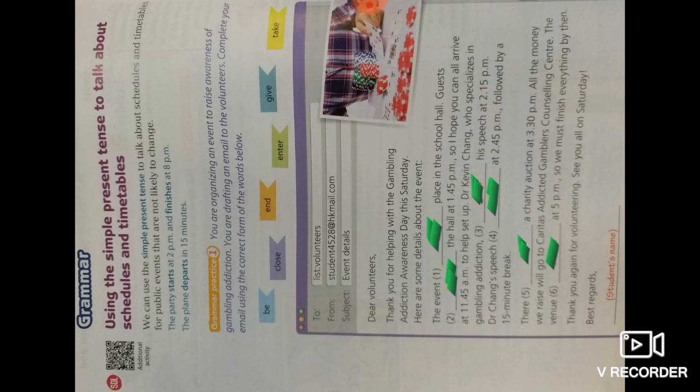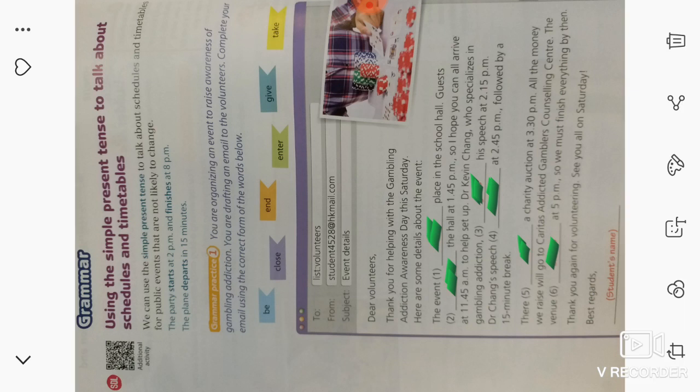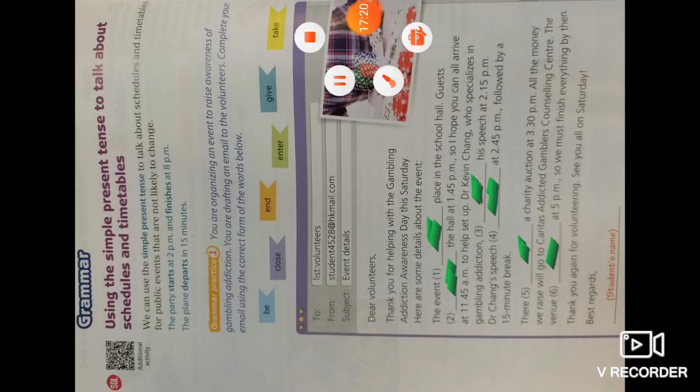So in this sentence, it actually means the guests, they come to the hall. Alright, they come to the hall. But we do not have the word come here. So there is another word that has a similar meaning. Yes, we can choose the word enter. They enter the hall. That means they come to the hall.